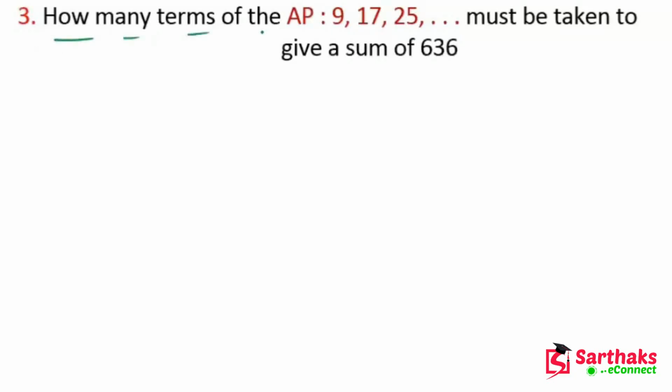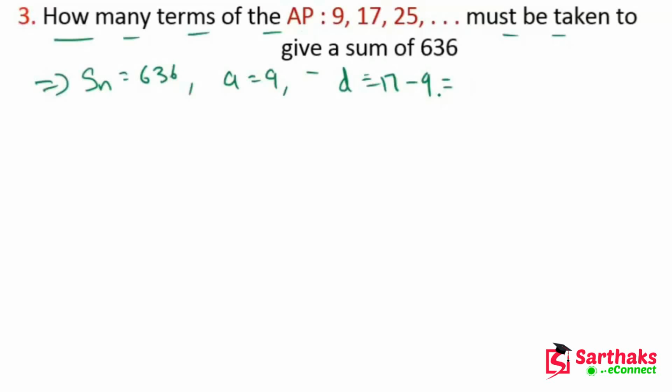how many terms of the AP must be taken to give a sum of 636? Okay, so we have Sn equal to 636, a equal to 9, d equal to 17 minus 9, which is equal to 8. So we have to find the value of n. So how can we find it?